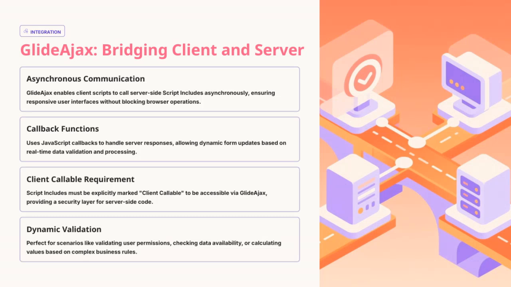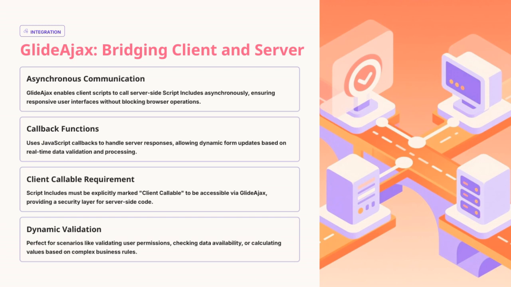Now, let's look at some scenarios where dynamic validation really shines. For example, validating user permissions, checking if certain data is available, or even calculating values based on complex business rules. These are common situations where real-time validation improves user experience and data accuracy.